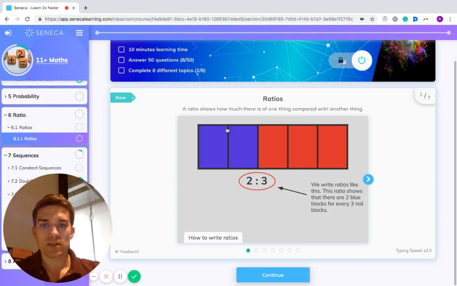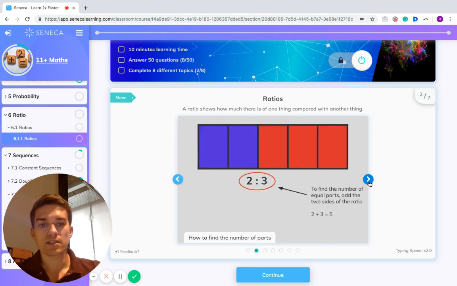So a ratio shows how much there is of one thing compared with another thing. So we write ratios like this. This ratio is 2 blue blocks for every 3 red blocks. So we've got 2 blue blocks, 3 red blocks, and we write 2:3.